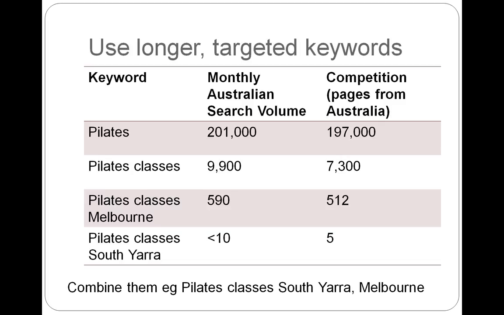more links from other websites back to yours, then you'll increase the chance of ranking on the more competitive words. So ideally you then rank next on Pilates classes Melbourne, and then over the long term you aim to rank on Pilates classes.